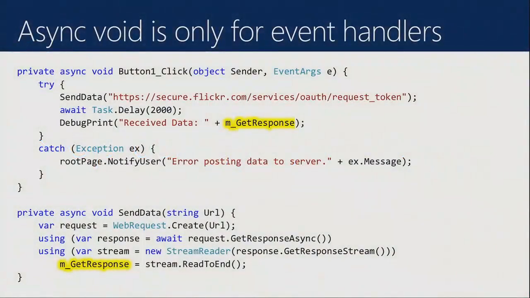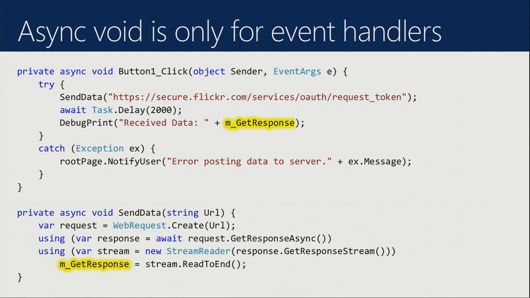Anyway, so I'm going to use a different example here that's simpler but highlights the issue of using async void. So it's very common looking code here. I have an event, a button click event. The event itself is async void. It's calling an async void method to try to send some data. And it gets a response back, and it assigns it into a variable.